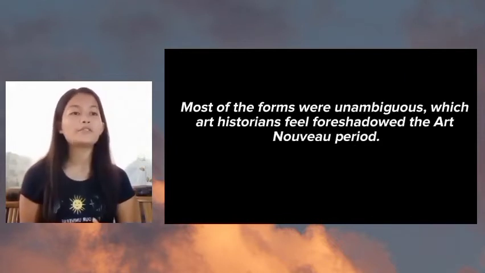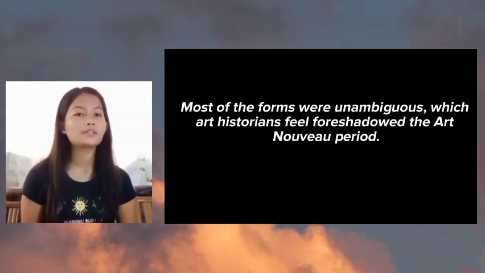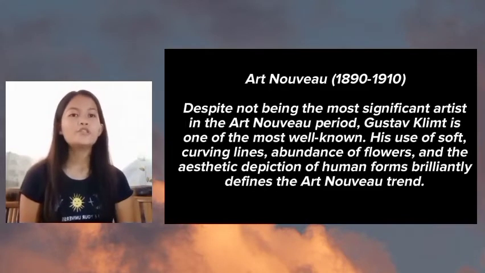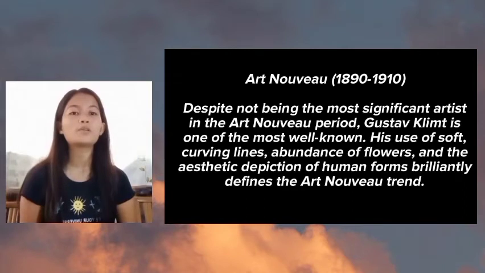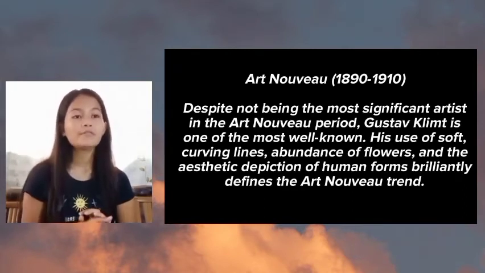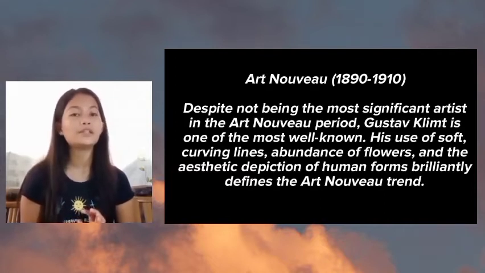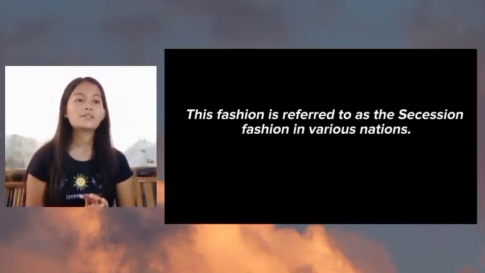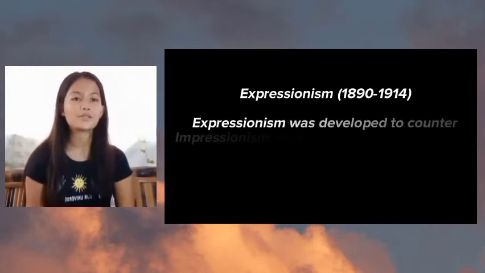Most of the forms were ambiguous, which art historians feel foreshadowed the Art Nouveau period. Despite not being the most significant artist in the Art Nouveau period, Gustav Klimt is one of the most well-known. His use of soft, curving lines, an abundance of flowers, and the aesthetic depiction of the human form brilliantly defined it. This style is referred to as the Secession style in various nations.